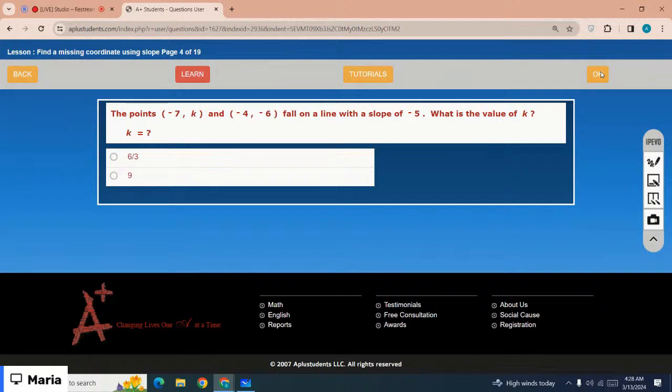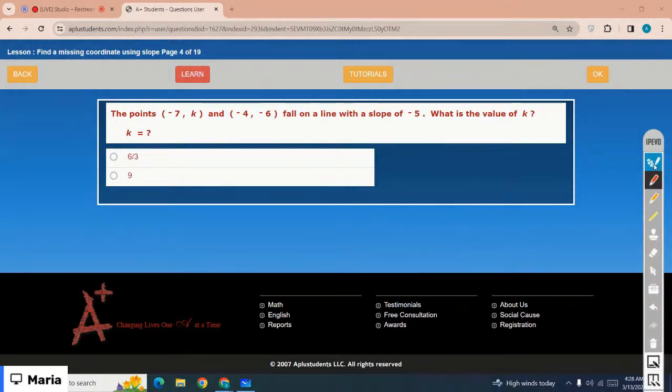The points (-7, k) and (-4, -6) fall on a line with a slope of negative 5. What is the value of k? You need to calculate the value of k, right? The points are negative 7 and k, negative 4 and negative 6. You are given the slope, m equals y2 minus y1 divided by x2 minus x1. m is negative 5. y2 is negative 6 minus k, divided by negative 4 minus negative 7, right?